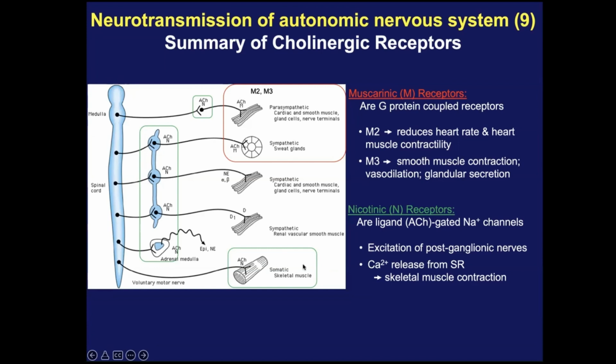The N receptors are ligand-gated sodium channels. In these post-ganglionic nerves, they cause the excitation of these neurons. And in the skeletal muscle, when the N receptors are activated, they cause the calcium release from the SR to trigger the contraction of the skeletal muscle.